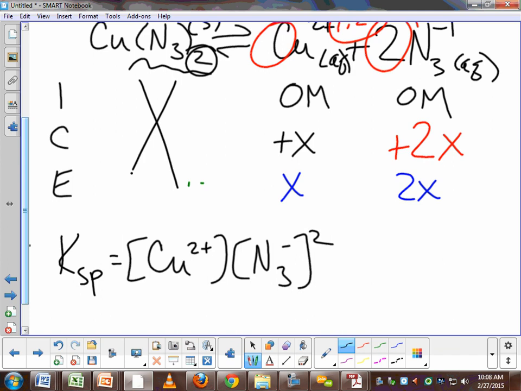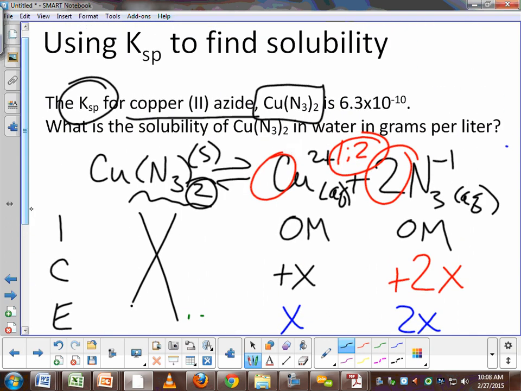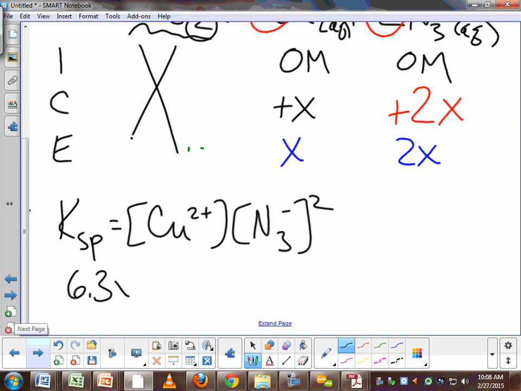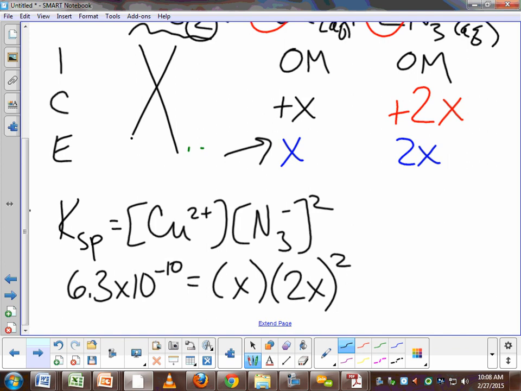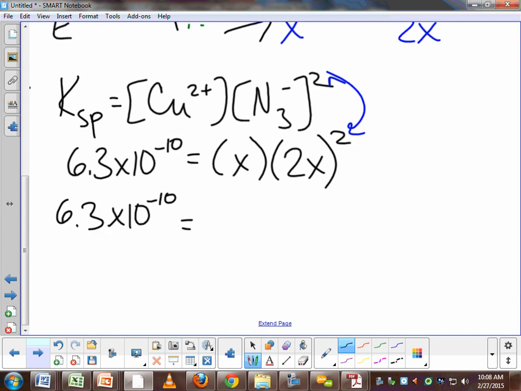So then we're going to simply plug in the values that we know. We know that the Ksp value, going back to what it originally states, is 6.3 times 10 to the minus 10. So 6.3 times 10 to the minus 10 is equal to, what do we write in our equilibrium line in our ICE chart? We wrote X. And then for the azide, 2X. But we're squaring it. Don't leave that off. That's important. That's kind of like working with our rate laws. If you say to square it, you actually have to square it. Now I'm going to write this out a few more times, because AP Chemistry students are really smart about some things and really dumb about others. And this is something that you tend to be really, really dumb about.